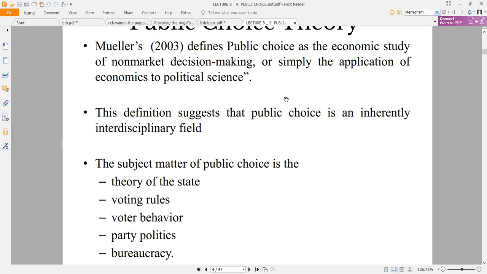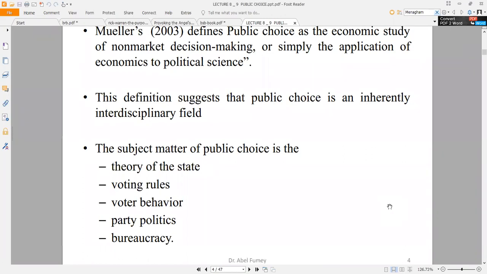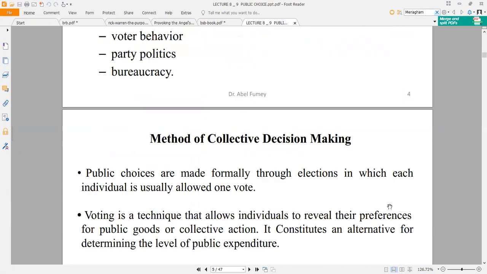All right, so the subject matter of public choice is, one, the theory of the state, the various voting rules that we have, voter behavior, how voters actually behave, especially towards elections, and then policy making, party policy, politics, and then the bureaucracy that comes with the political system.